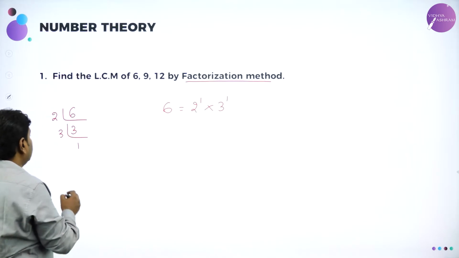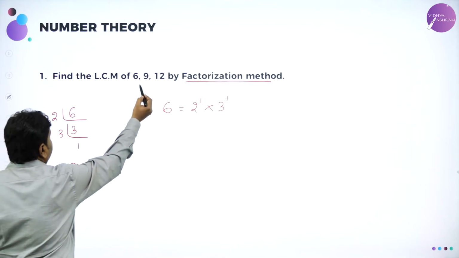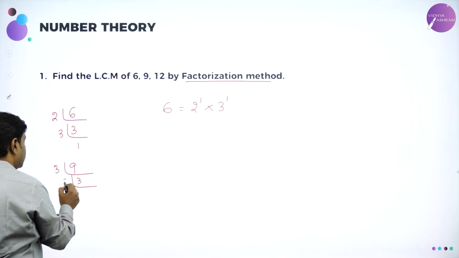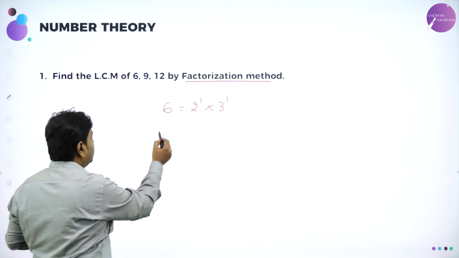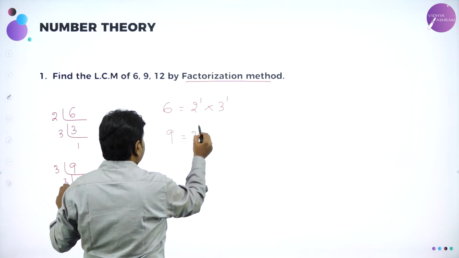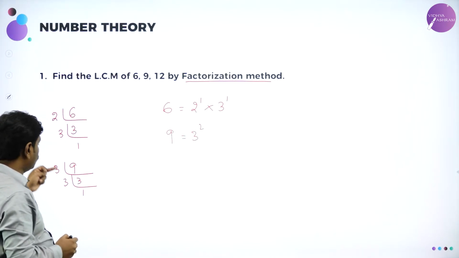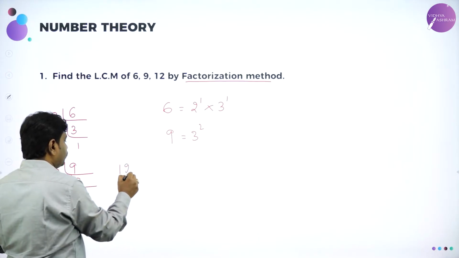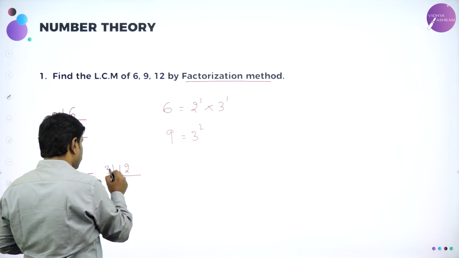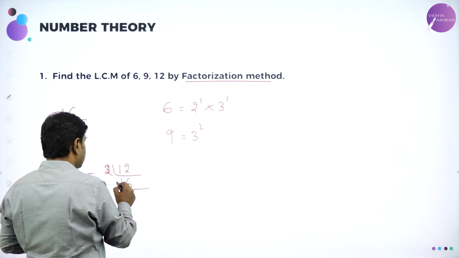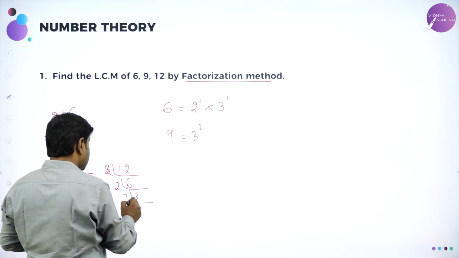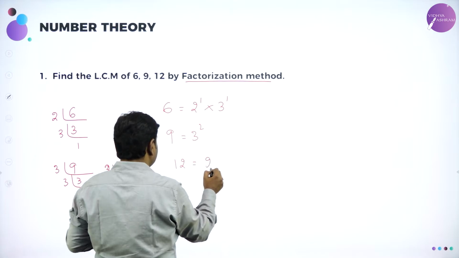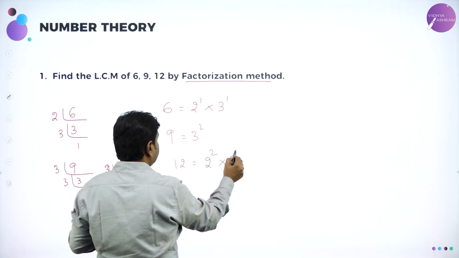Then they give 9. The second number is 9. So take 9 and do prime factorization. 3 3s are 9, 3 1s are 3. So I can write 9 as 3 square. 3 occurs how many times? 2 times. 3 square. Then 12. Do prime factorization of 12. So 2 6s are 12. 2 3s are 6. 3 1s are 3. I can write 12 as 2 square into 3 power 1.